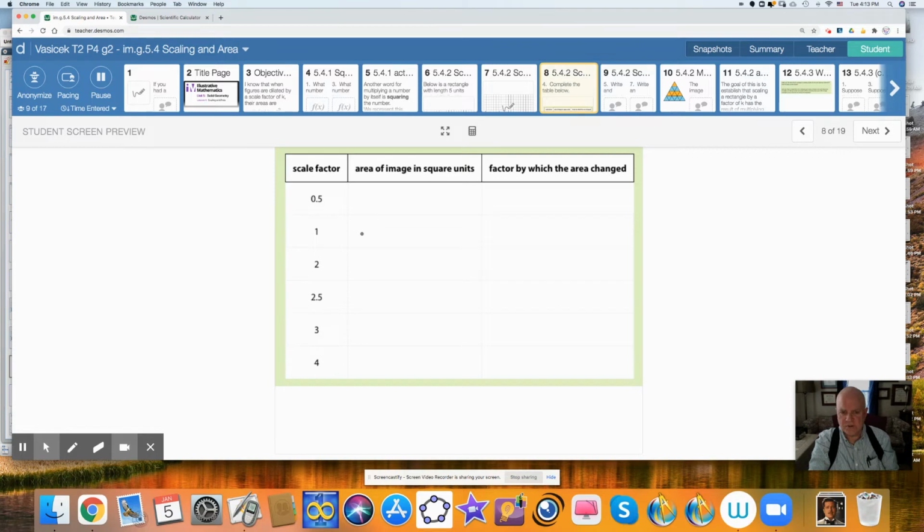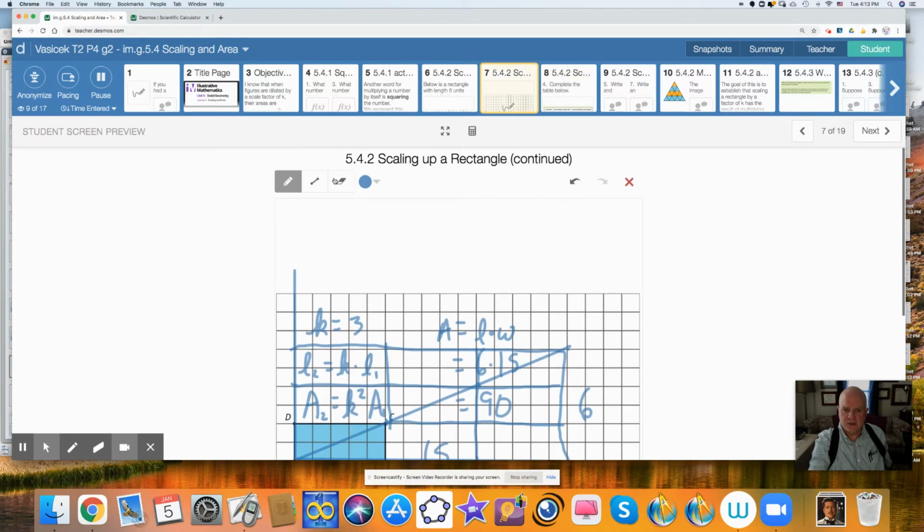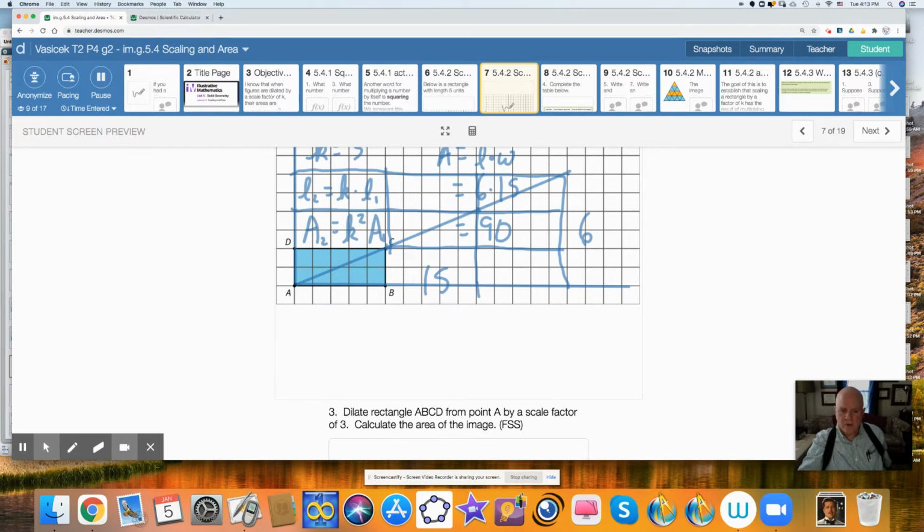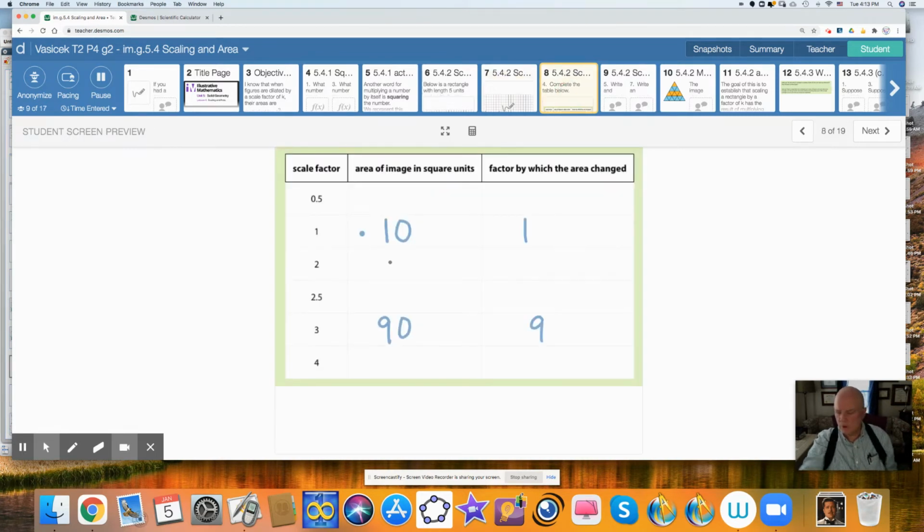So for instance, in the first one, we had an area of 10 and my scale factor was 1. When I did this by 3, my area was 90 and a scale factor of 9. If I do a scale factor of 2, so back to this drawing, if I were to do this in a different color, say orange, by a scale factor of 2, my area would be 10 times 4, which is 40. So I could fill this out to 40. And that's a scale factor of 4.